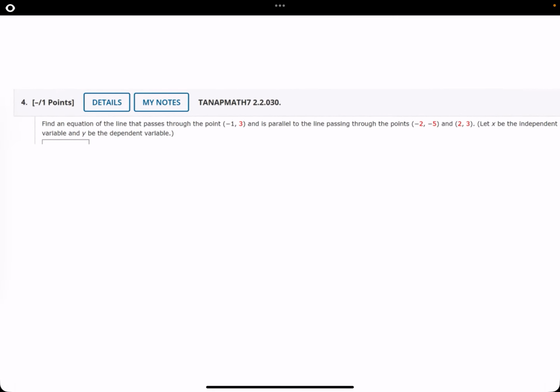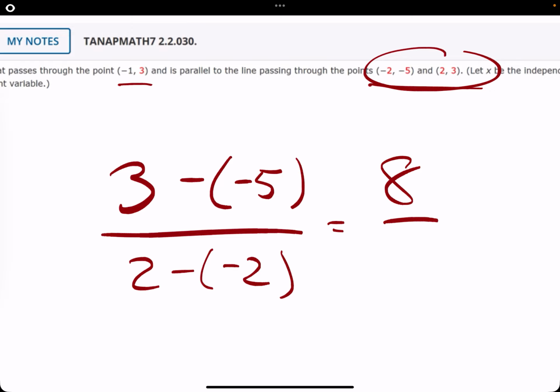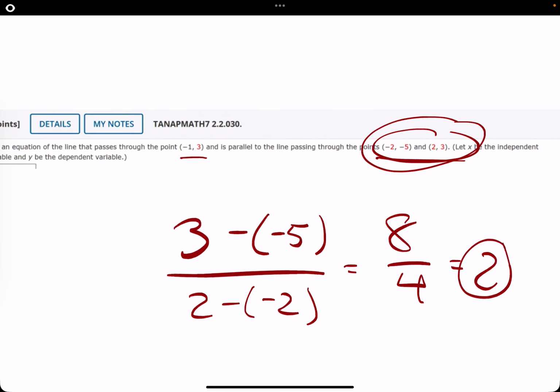Find the equation of the line that passes through this point but is parallel to the line passing through those 2 points. So from these 2 points, we need the slope. y2 minus y1 over x2 minus x1. We get 8 over 4, that is 2. The slope between these 2 points is 2.